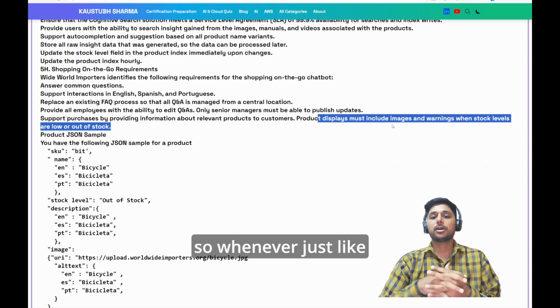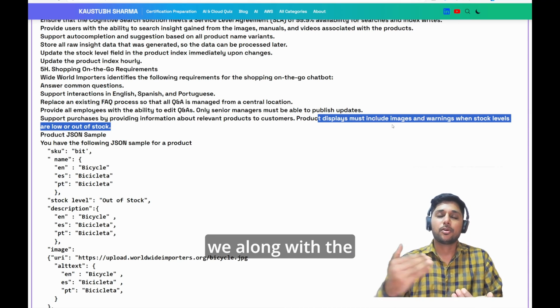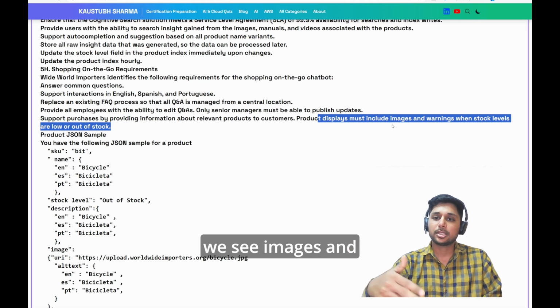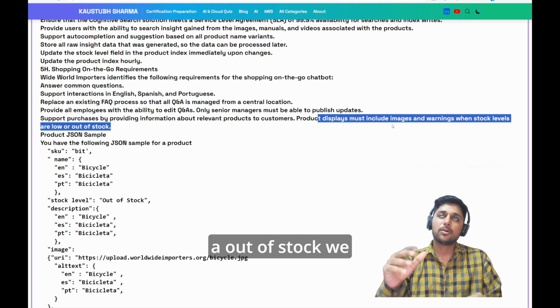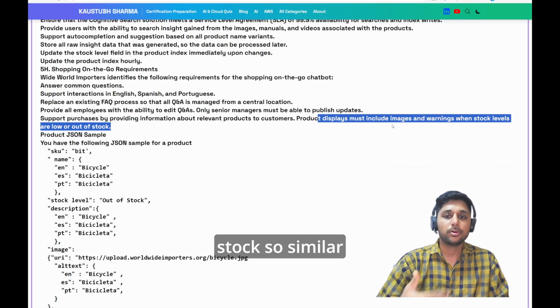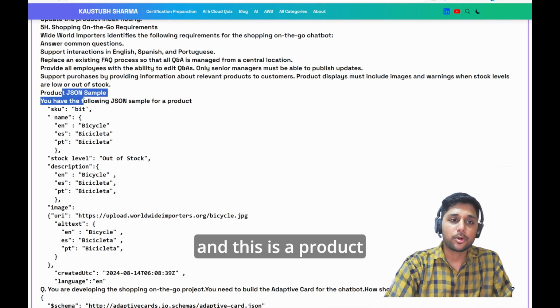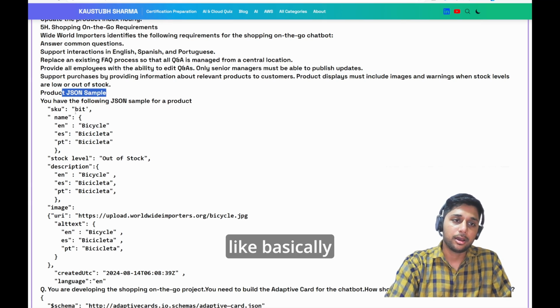Okay, so whenever we see a product on the Amazon app, along with the product we see images, and whenever there is an out of stock we see a red color warning of out of stock or low in stock. So a similar kind of facility they want.